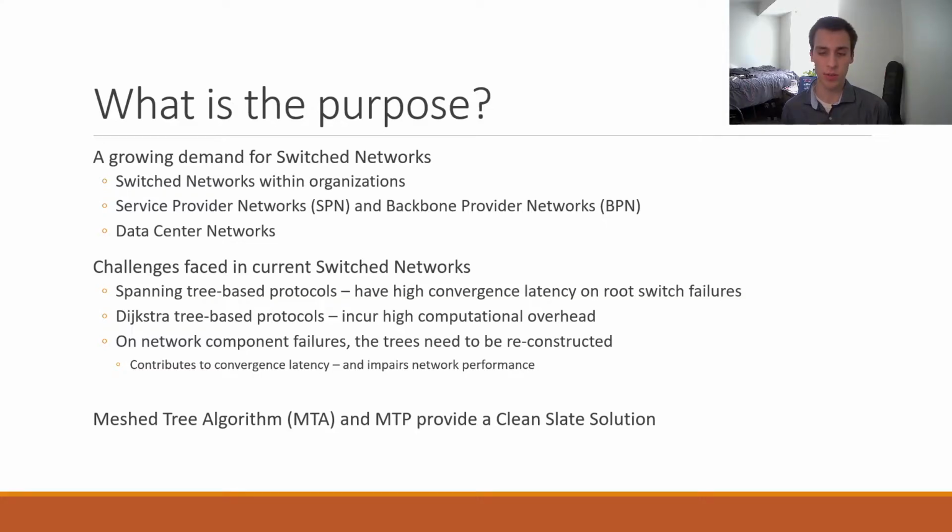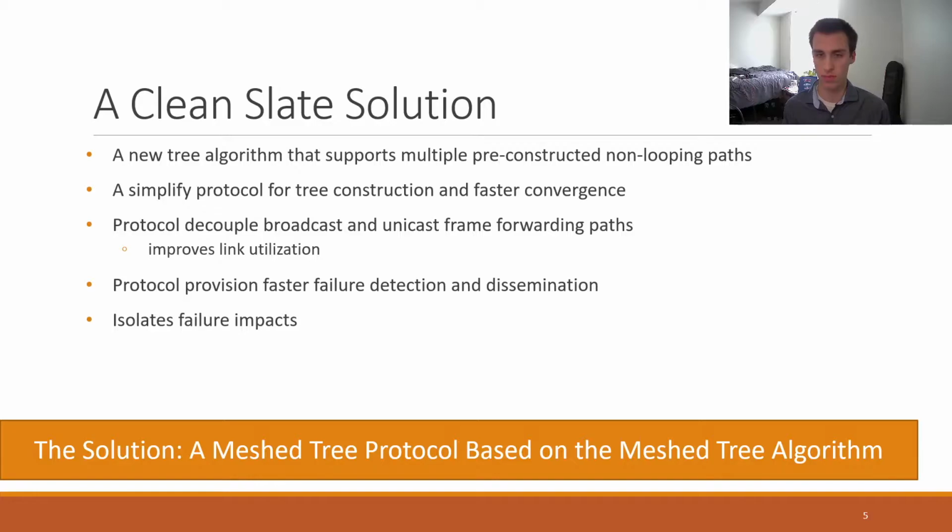Spanning tree and rapid spanning tree both have high convergence latency and root switch failures, and Dijkstra tree-based protocols have high computational overhead, also causing poor network performance. To handle these challenges, the clean slate solution of a mesh tree protocol was introduced.